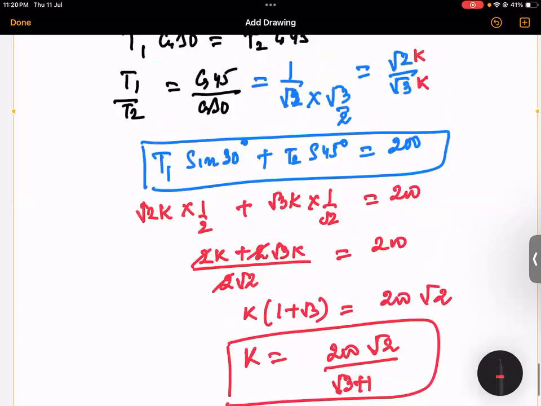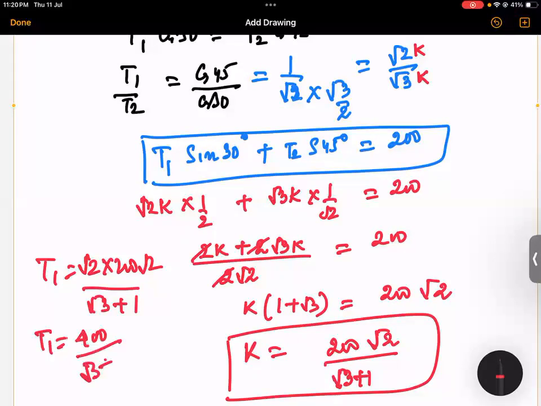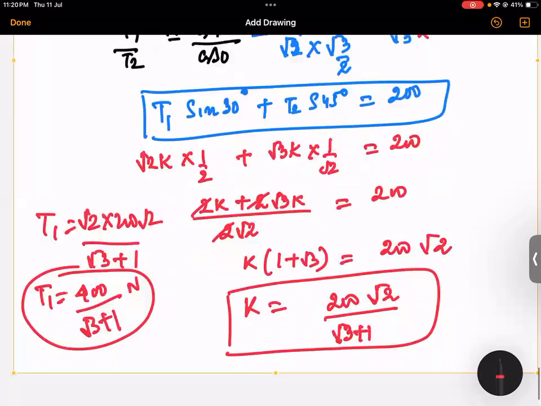Now you can easily find out T1 equal to root 2K. So root 2 into 200 root 2 divided by root 3 plus 1. So T1 will be equal to 400 by root 3 plus 1. So this is your T1. You can leave it like this or you can do the calculation also.